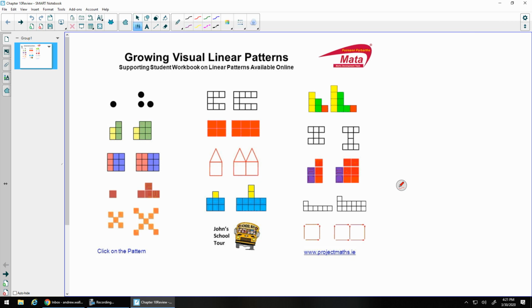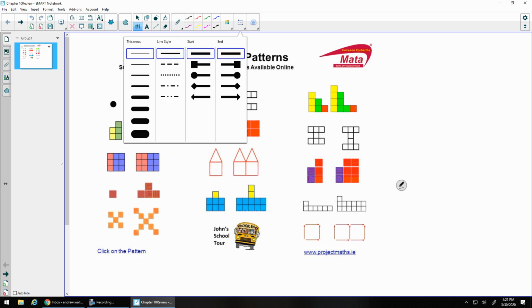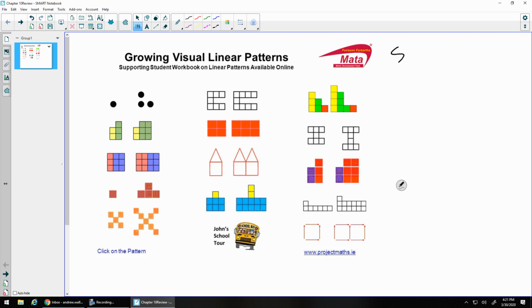Let me make sure that my pen is... Here we go. Don't want it too thick. Let's do some review.